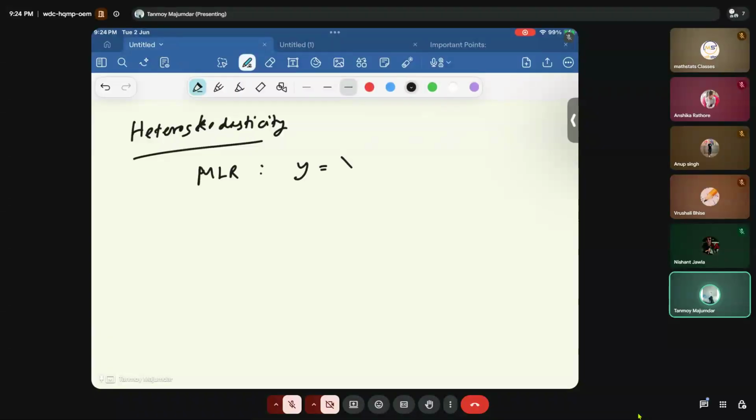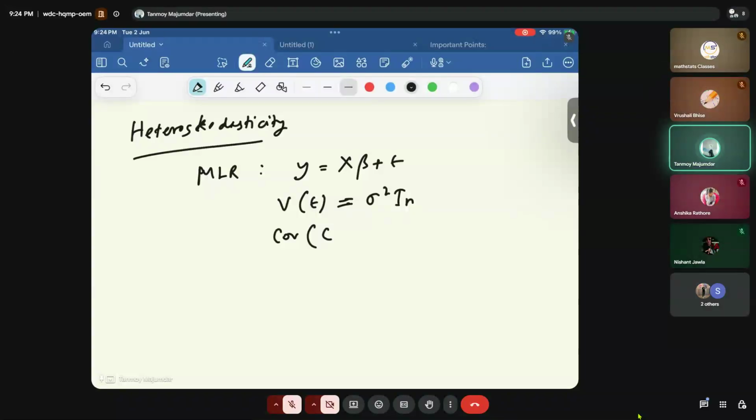y equals X beta plus epsilon. So here our assumption was the variance of epsilon is equal to sigma square, right? And the covariance of epsilon i, epsilon j is 0 for i not equal to j. So that means there is constant variance and the errors are independently distributed. Okay, those are the two main assumptions.